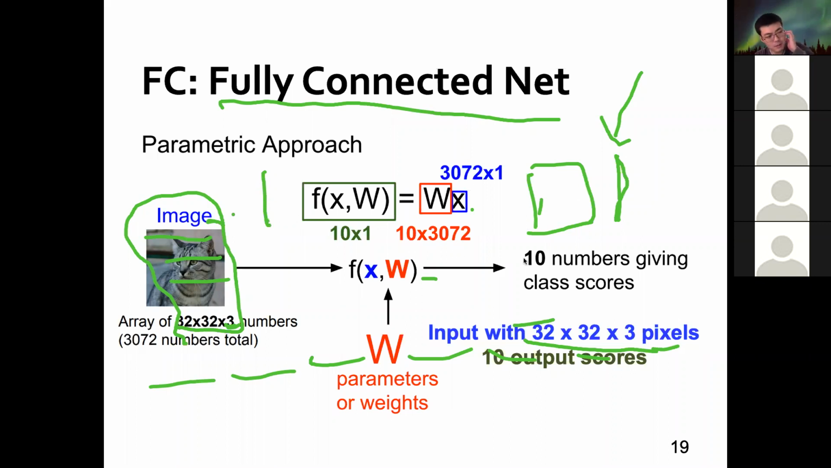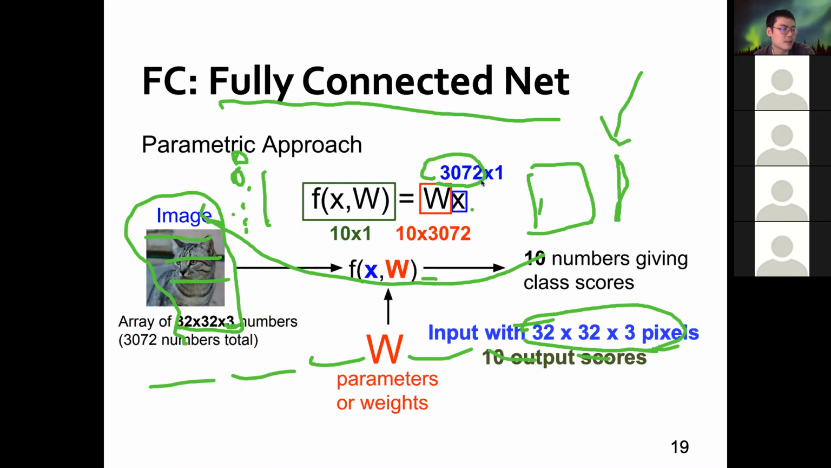And this new output should have 10 scores. So cat has one score, dog has one score, we should have 10 scores. If that's the case, what should be the scale? We know that after flattening these 3 dimensions, we get so many pixels as a column. Using matrix multiplication, finally we want to have a column of 10 classes, and so this scale should be 10 times 3000. Any questions?